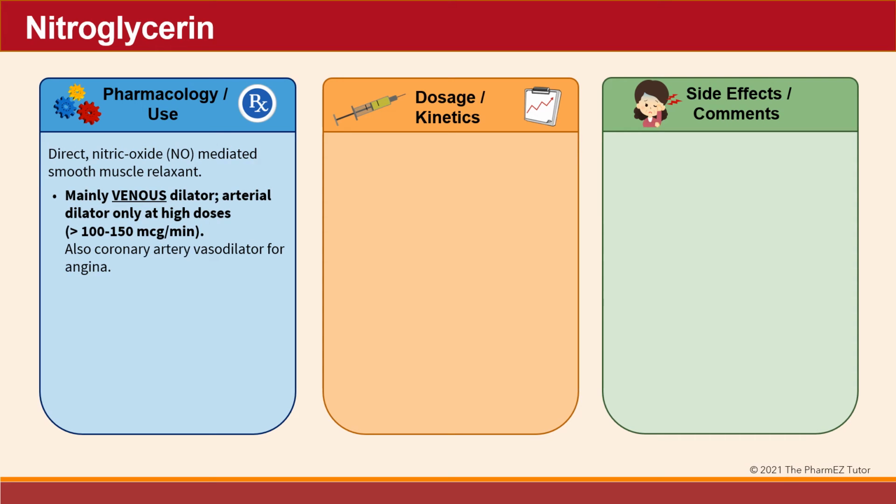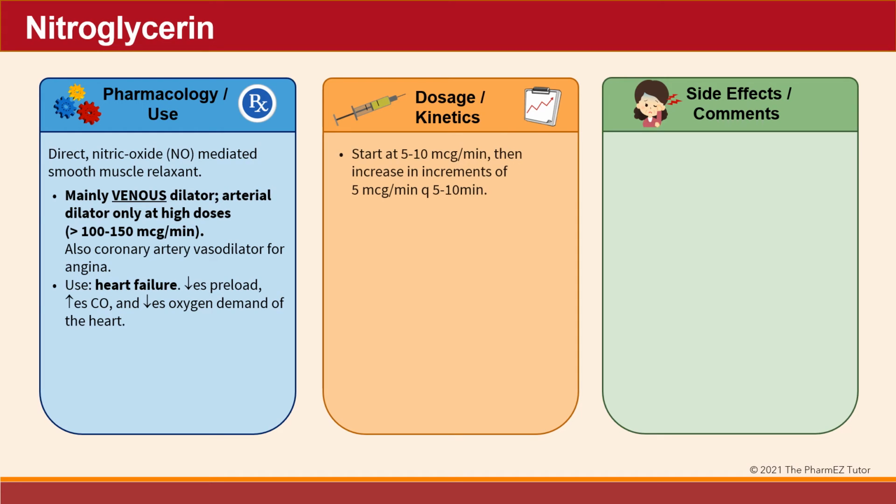Nitroglycerin is mainly a venous dilator. It's an arterial dilator only at high doses, greater than 100 to 150 micrograms per minute. It's also a coronary artery vasodilator for angina. Its use is in heart failure. It decreases the preload and increases the cardiac output and decreases oxygen demand of the heart.